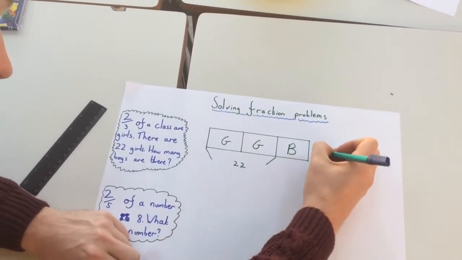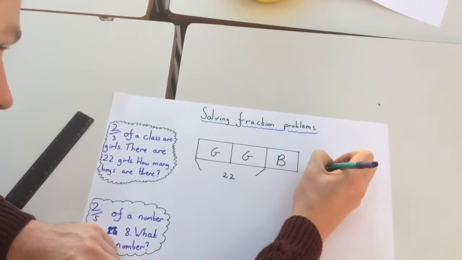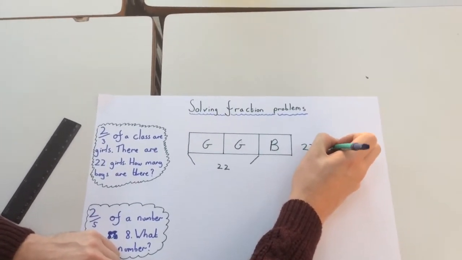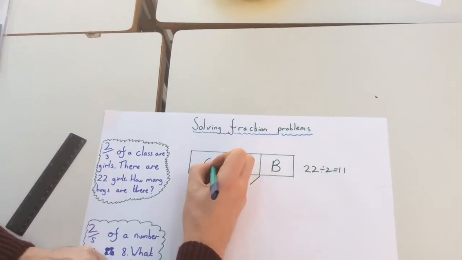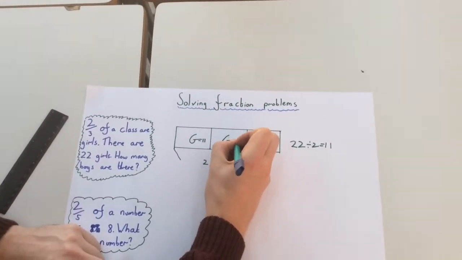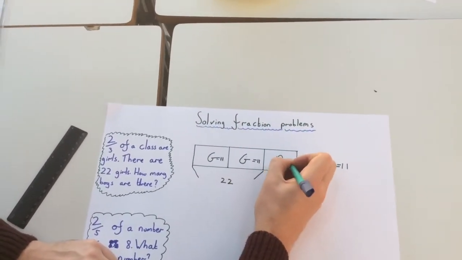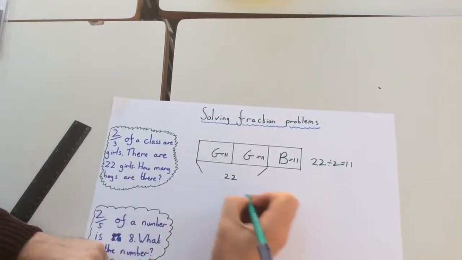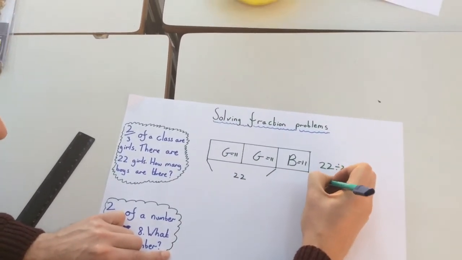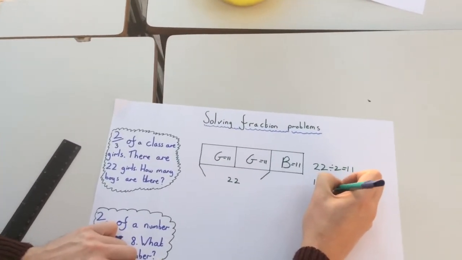So to find out what one of the girls is worth, I have to do 22 divided by 2, which gives me 11. So this is worth 11, and this is worth 11, so this must be worth 11. So we know there are 11 boys.